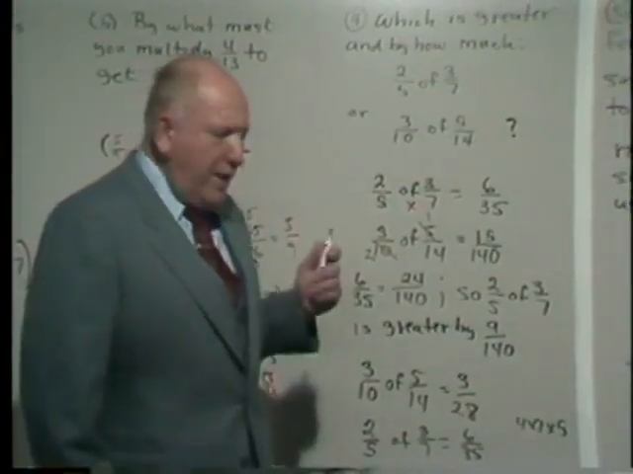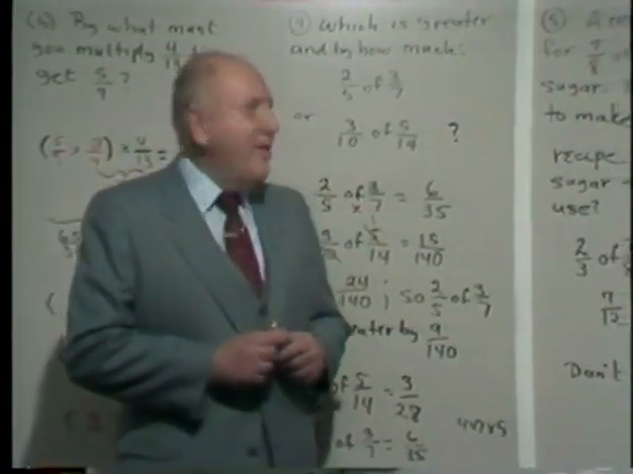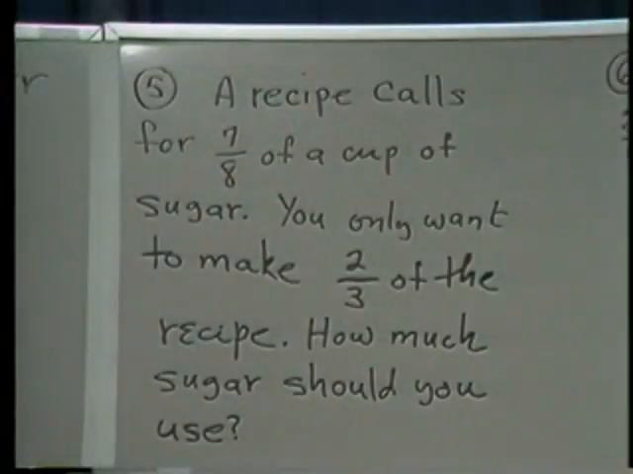Let's continue on this way and look for a few more practical examples. Problem number 5 says a recipe calls for 7/8 of a cup of sugar. You only want to make 2/3 of the recipe.